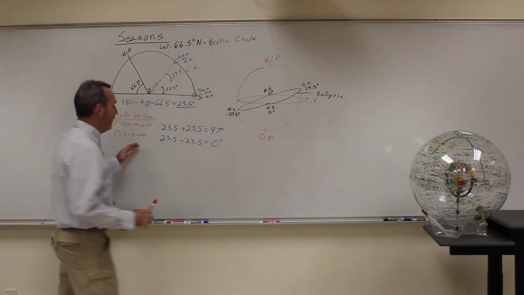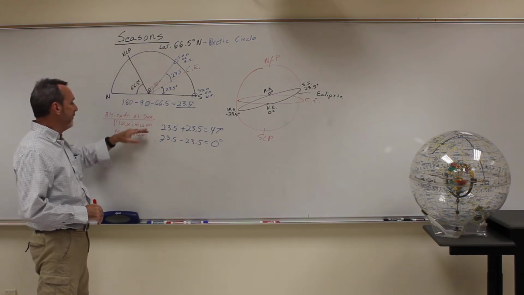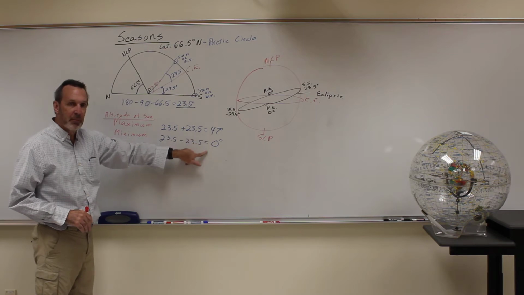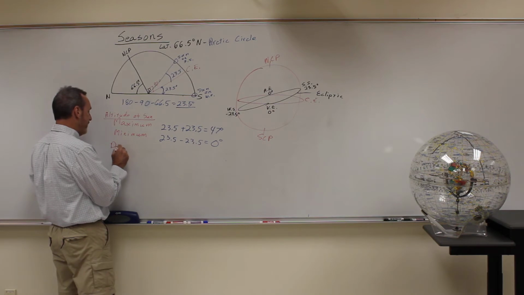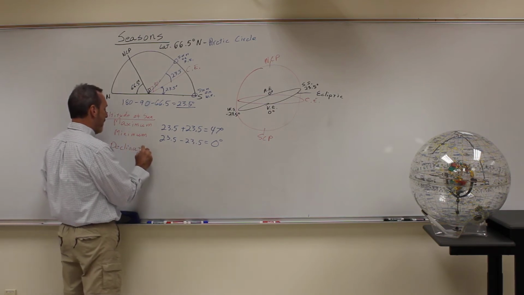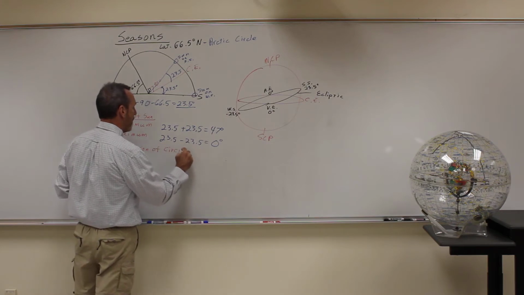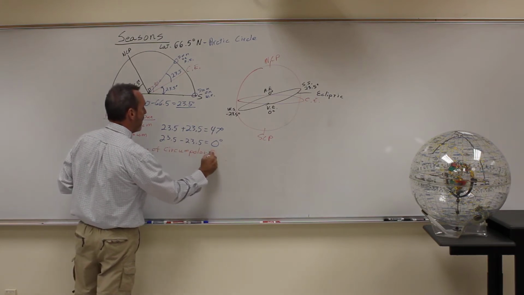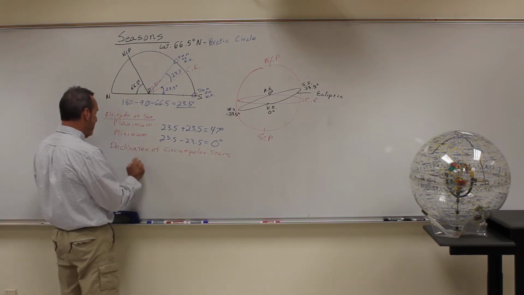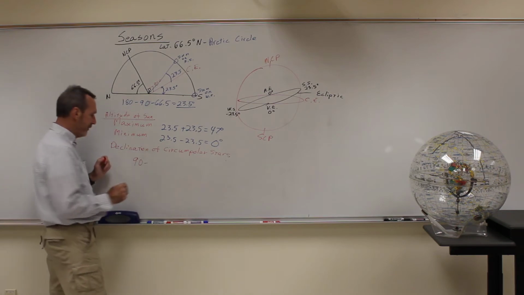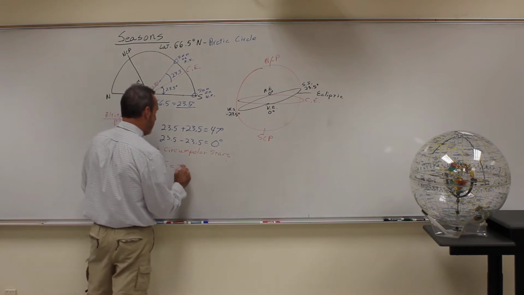All right, continuing on, we're still doing the Arctic Circle, latitude 66.5. We know the maximum altitude of the sun, the minimum altitude of the sun. But what I want to know is what is the declination of circumpolar stars? And I told you how to do that. It's really easy. You just took 90 minus your latitude. And 90 minus 66.5 is 23.5.